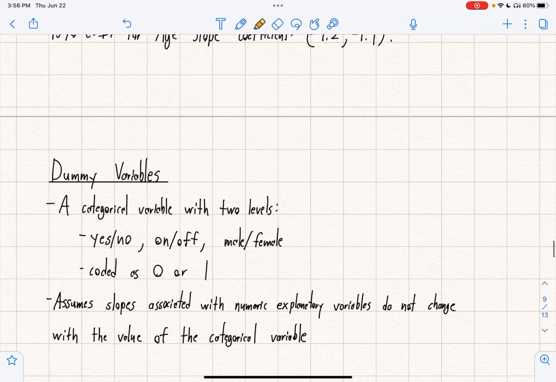Okay, the next topic we're going to discuss is something known as dummy variables. They can also be called indicator variables, and they're just categorical variables with two levels. So you can think of them as yes, no, on, off, male, female. And so we're going to code these up as zeros or ones. So for example, we could assign the value yes to 1 and the value no to 0, something like that.